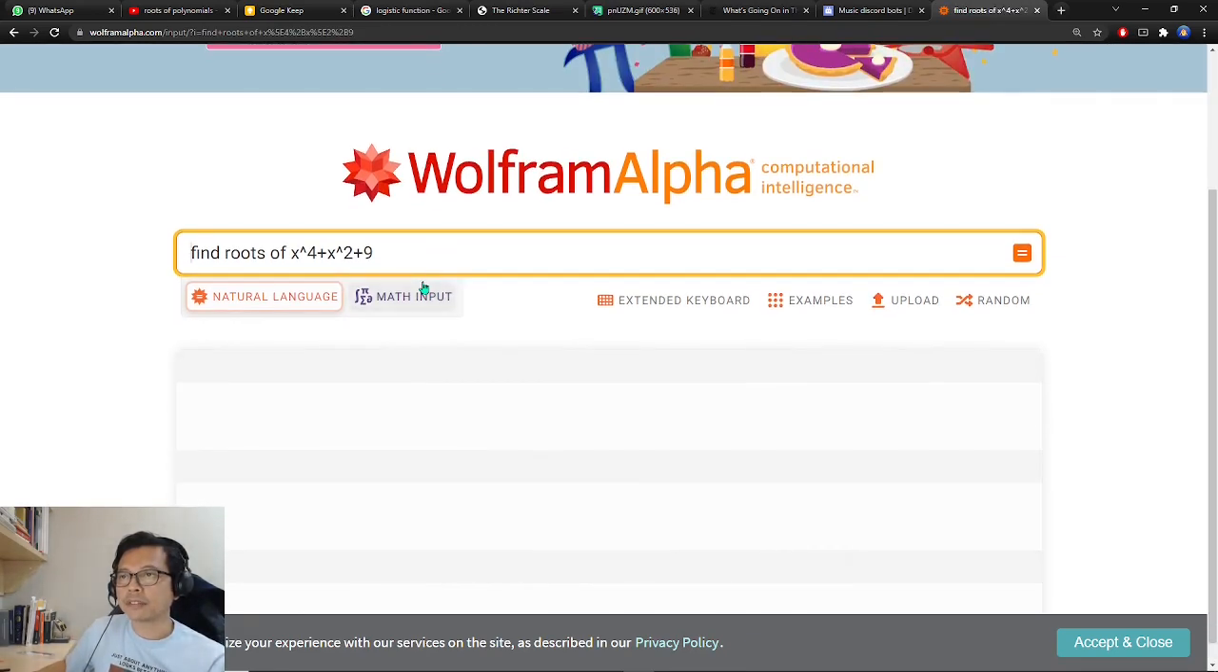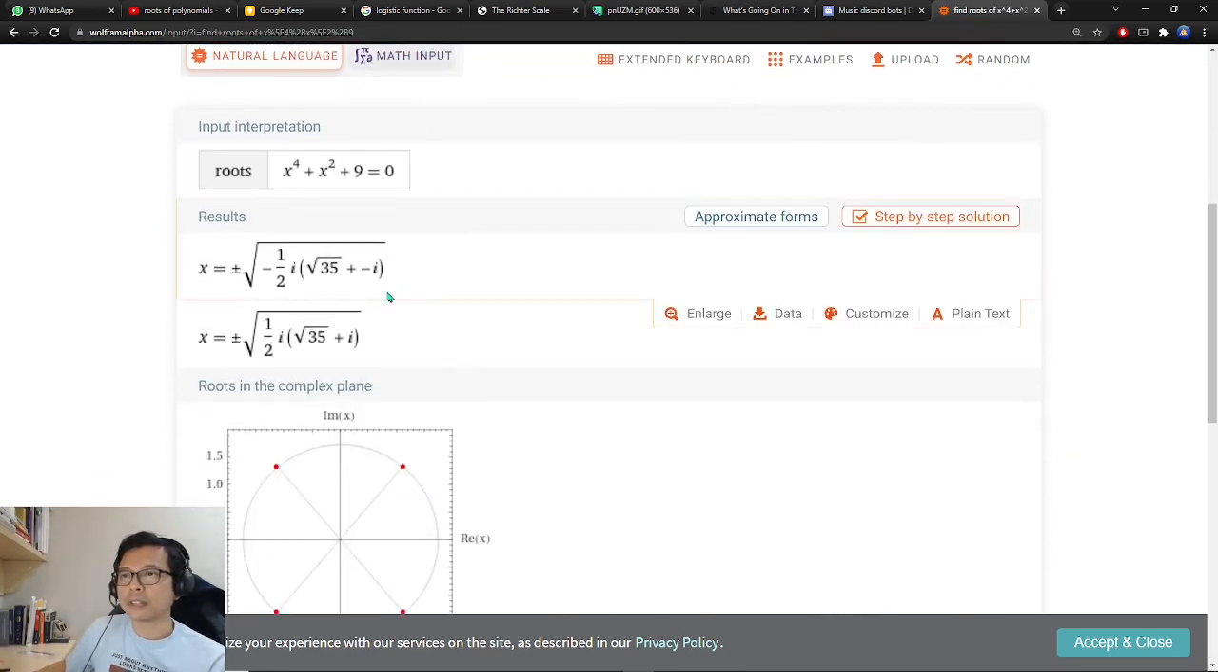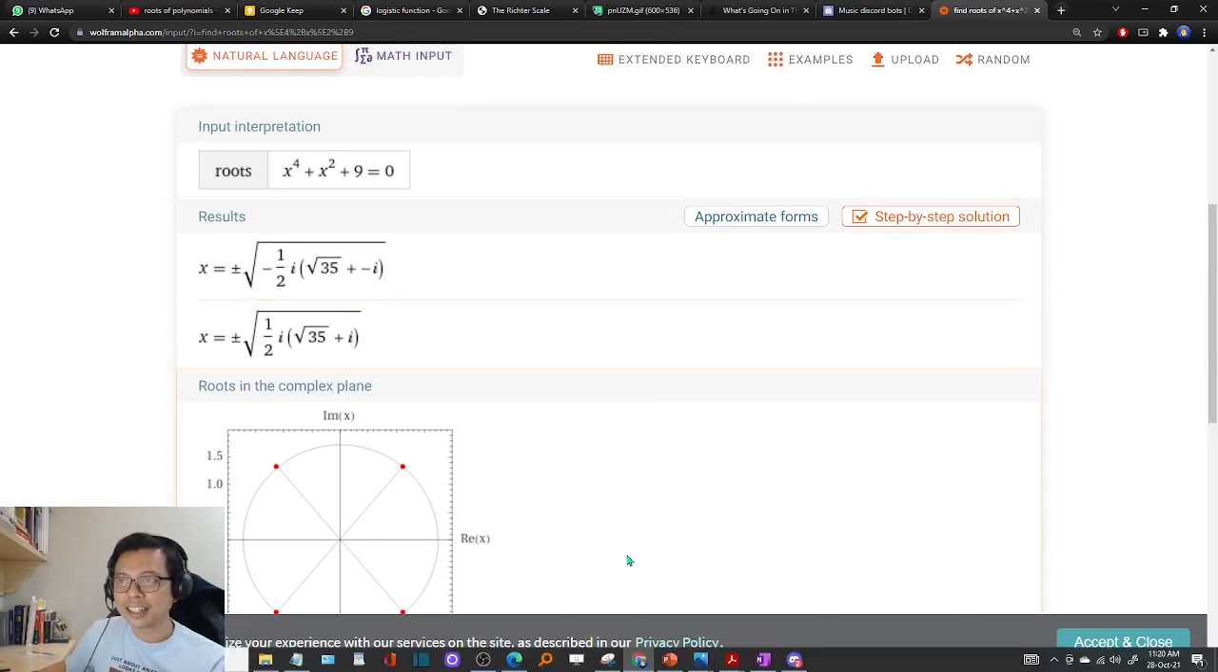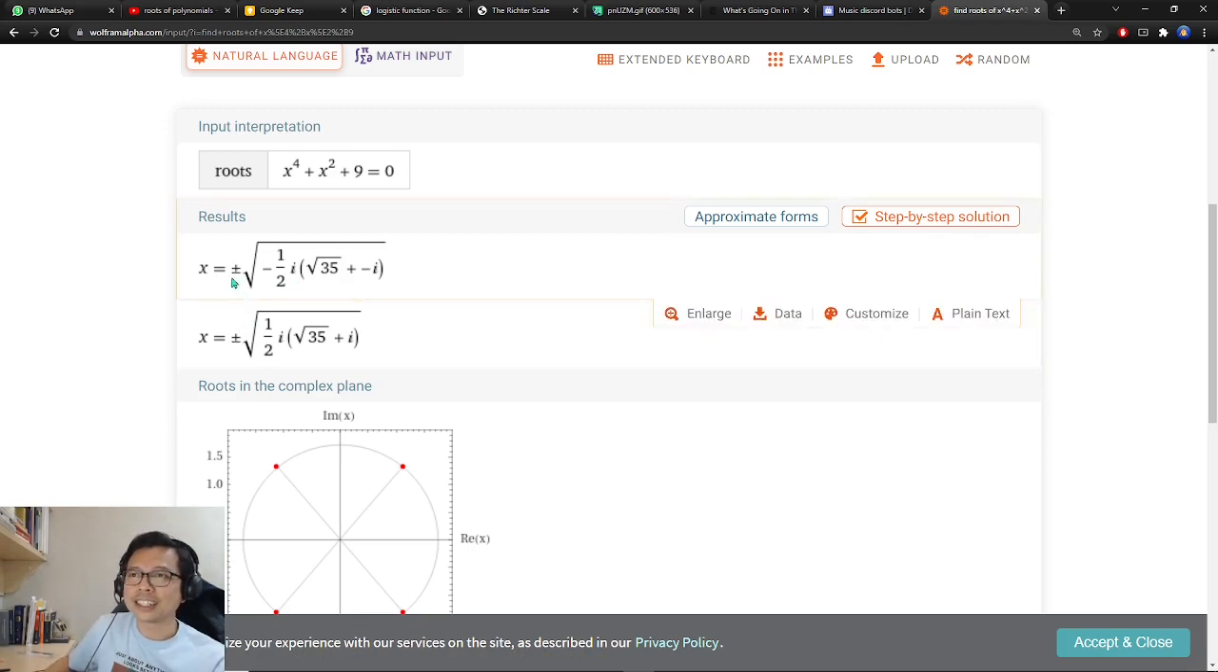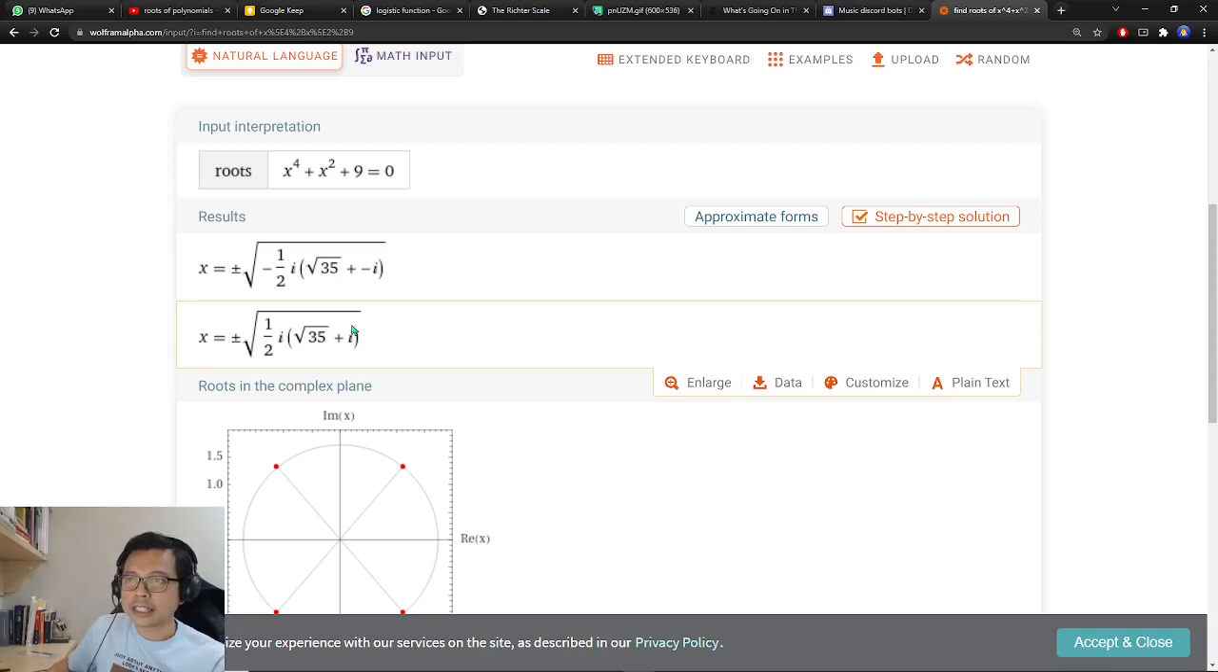Let's find the roots of that function. Wolfram Alpha will give you those two roots. Okay, how many roots do we have here? It should be 4. Yeah, it is 4. You can see here plus minus. So plus this value here is 1 root, minus this thing here is 1 root, plus this thing here is 1 root, and minus that thing here is 1 root.